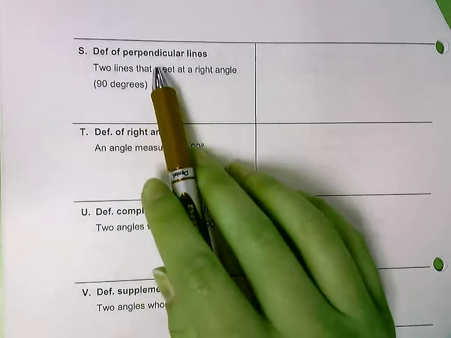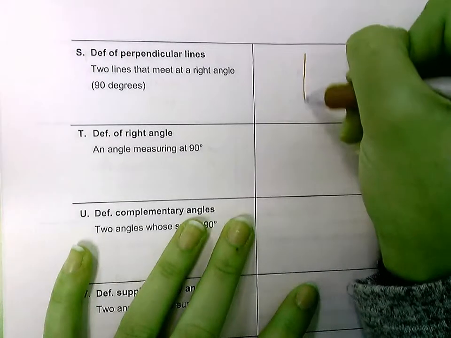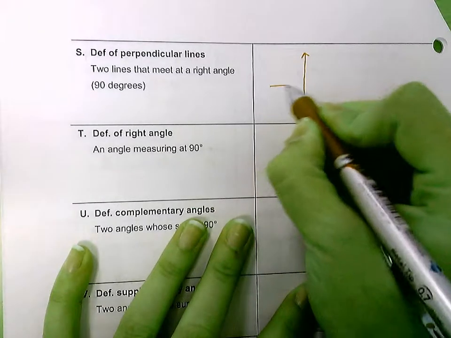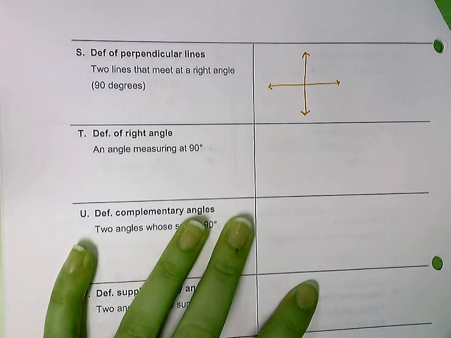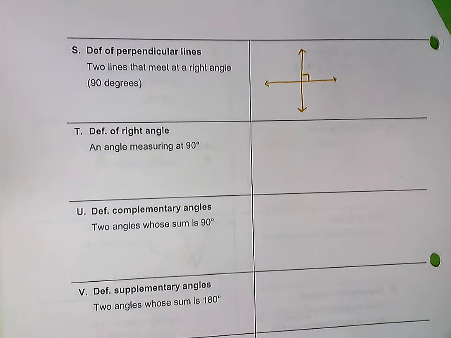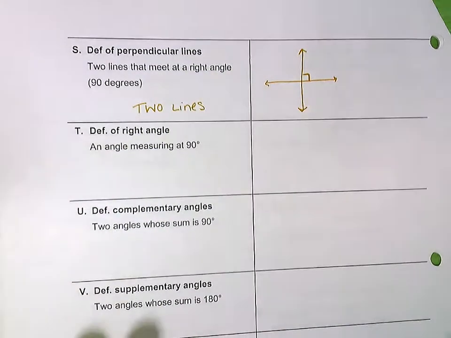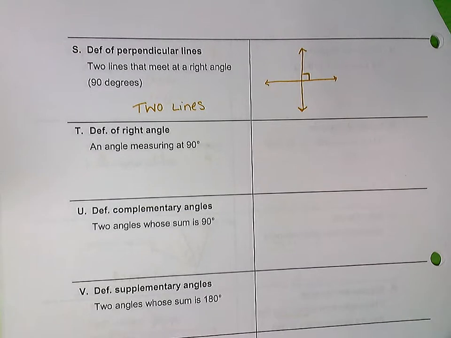This first one is definition of perpendicular lines. You have two lines that meet at a right angle. You use this one when you're given two lines, so you have to be given two lines. One vertical, one horizontal here, that meet at a right angle, so they create that right angle. Again, you need two lines. If you're given two lines that meet at a right angle, you'll use definition of perpendicular lines.